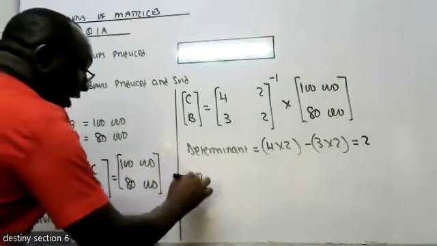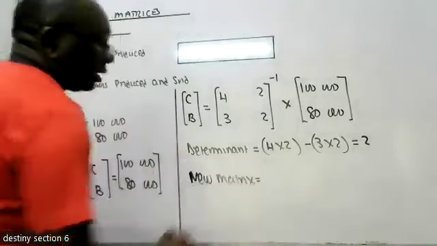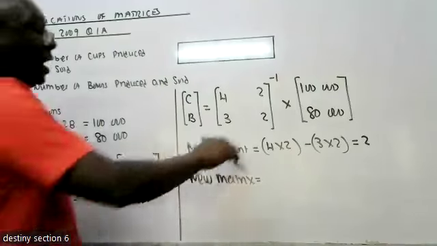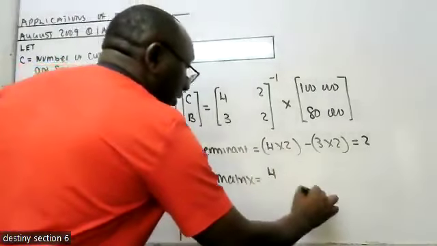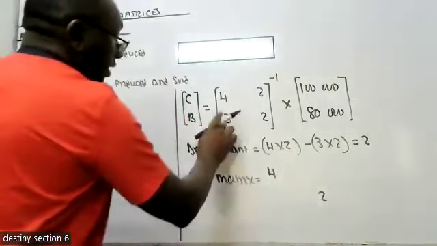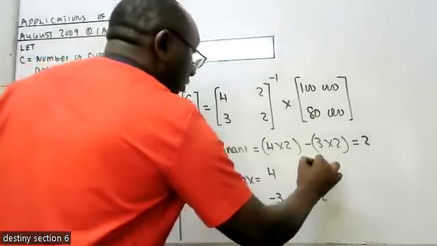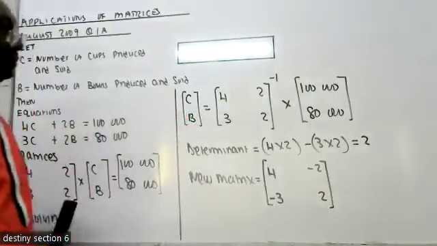Then we need to get the new matrix. The new matrix, you change positions here. So this is 4, this is 2. You change signs here. This is minus 3, and this is minus 2. That way.